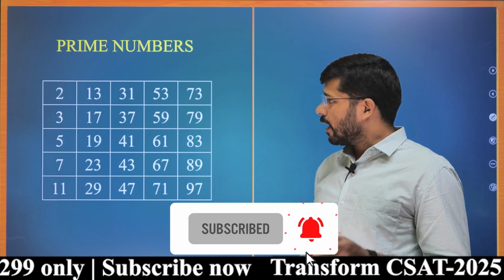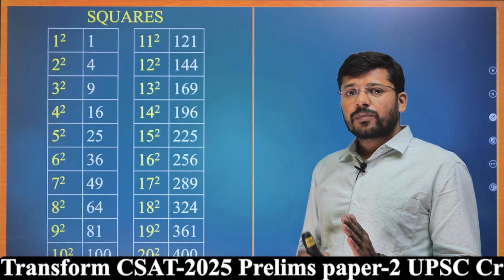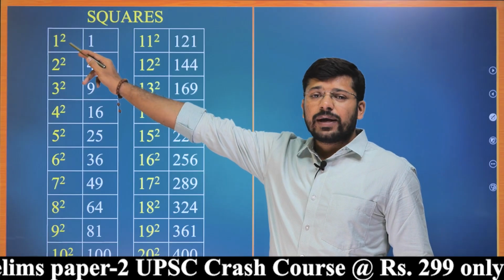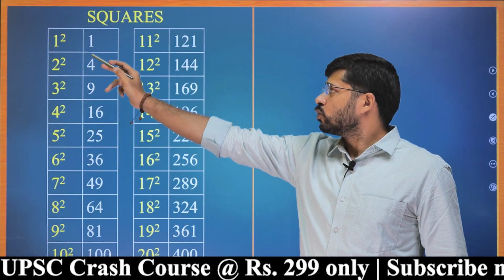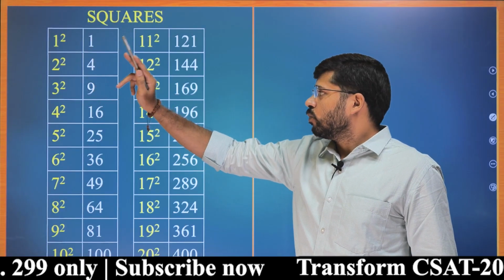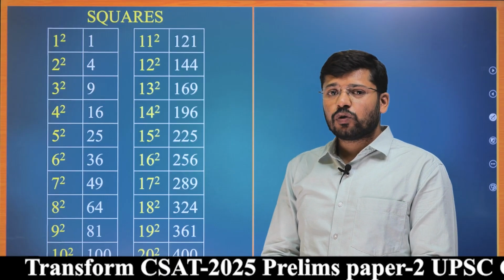Apart from this, you need to memorize squares from 1 to 20. What is a square? 1 square denotes 1 into 1, that is 1. 2 square is 2 into 2, that is 4. 3 square is 3 into 3, that is 9. 4 square is 4 into 4, that is 16.